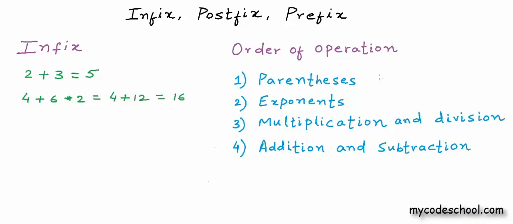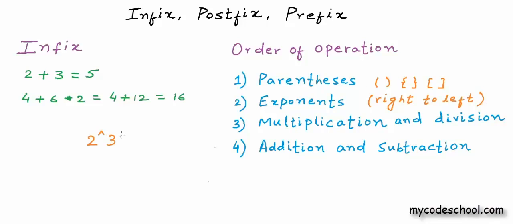First preference is given to parentheses or brackets. Next preference is given to exponents. I'm using this symbol for the exponent operator, so if I have to write 2 to the power 3, I'll be writing it something like this. In case of multiple exponentiation operators, we apply the operators from right to left.